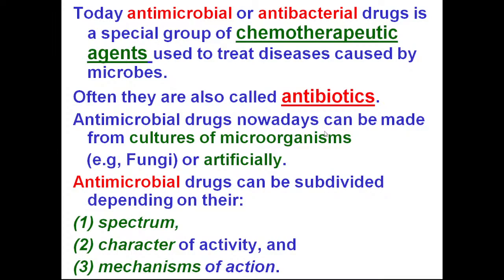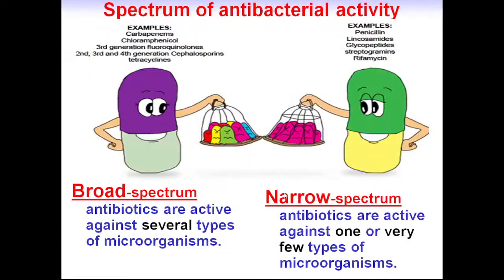Antimicrobial drugs can also be categorized depending on the spectrum of the activity, number one; character of activity, so how do they work; and mechanism of action. These three are mandatory, so now we are going to discuss them. Spectrum of antibacterial activity. We may have broad spectrum and narrow spectrum antibiotics.